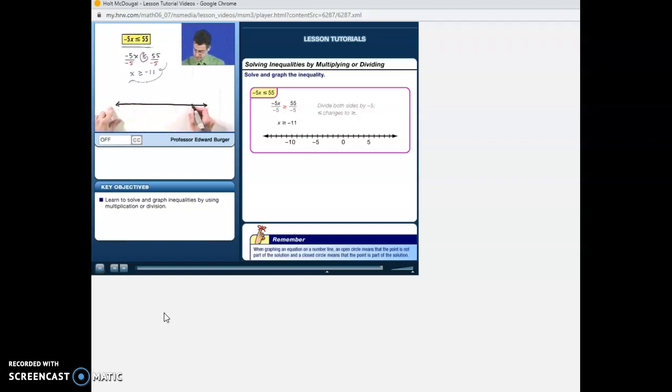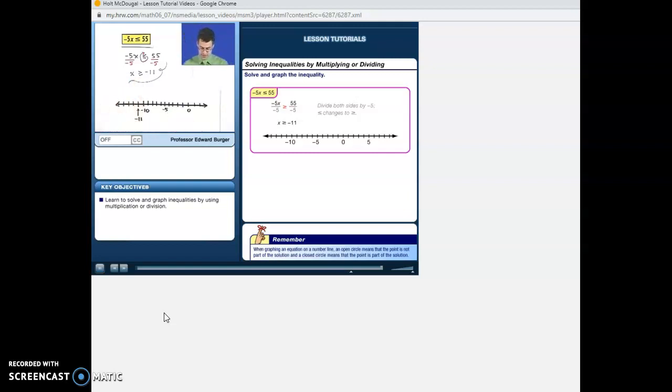So I'll put 0 over here. And so here's like 1, here's 2. So here's negative 1, negative 2, 3, 4, 5, 6, 7, 8, 9, 10, 11, 12, 13, 14. This is negative 11 right here. And so on. There's negative 5.